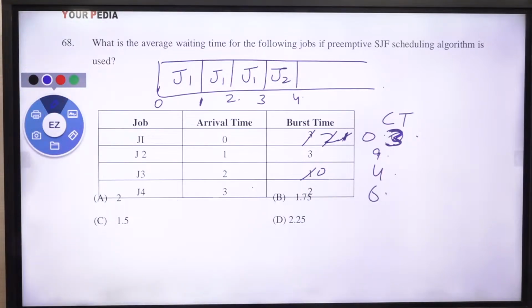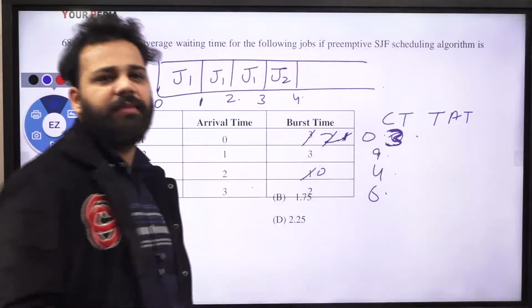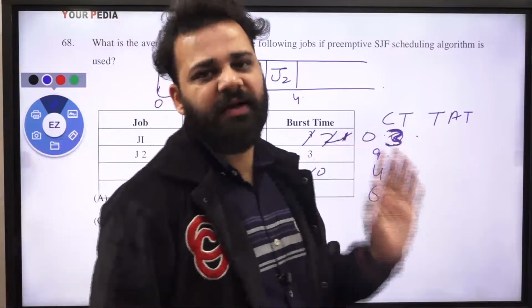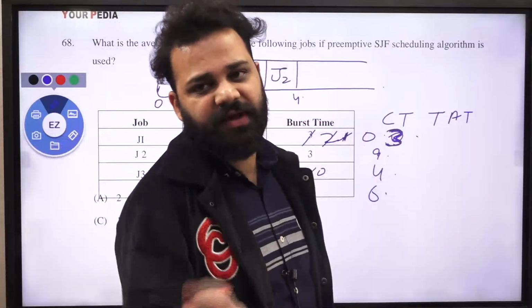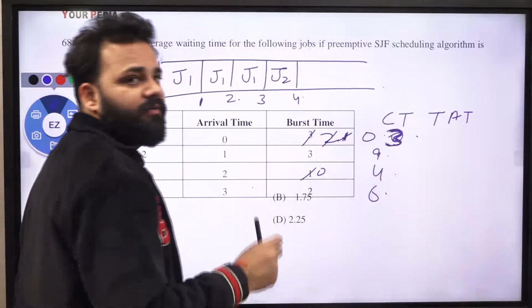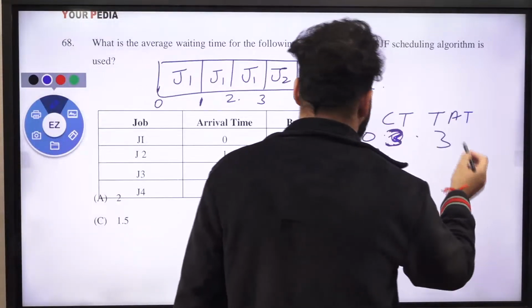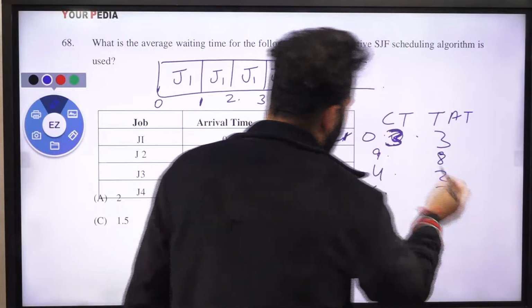Now what it is asking is the average waiting time. So first of all, we have to find the turnaround time. Turnaround time is nothing but the amount of time for which the job was present in the system, whether it was executing, sitting idle, or waiting for its turn. So it is nothing but completion time minus arrival time. So 3 minus 3 is 0, 9 minus 1 is 8, 4 minus 2 is 2, 6 minus 3 is 3.